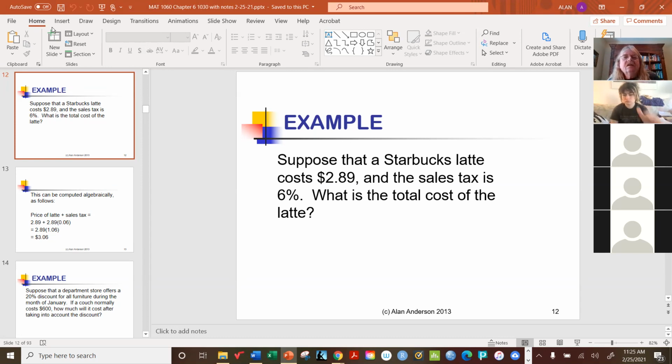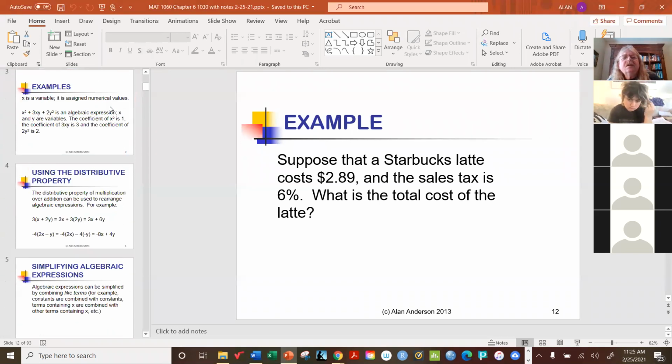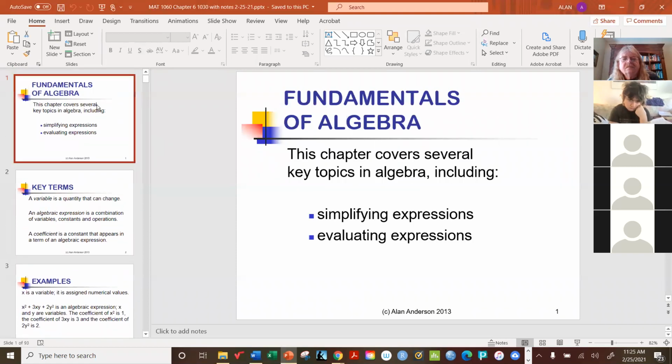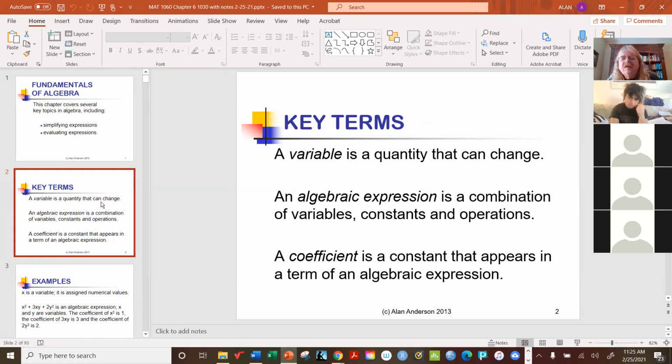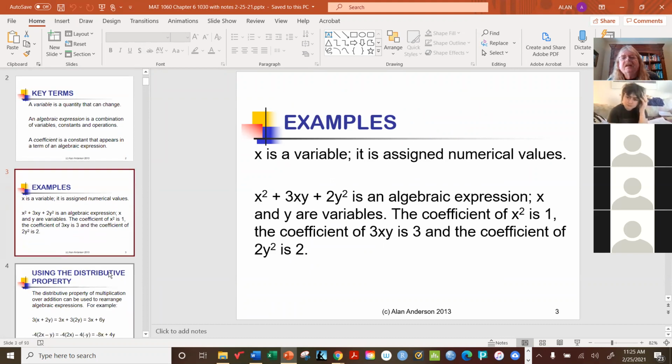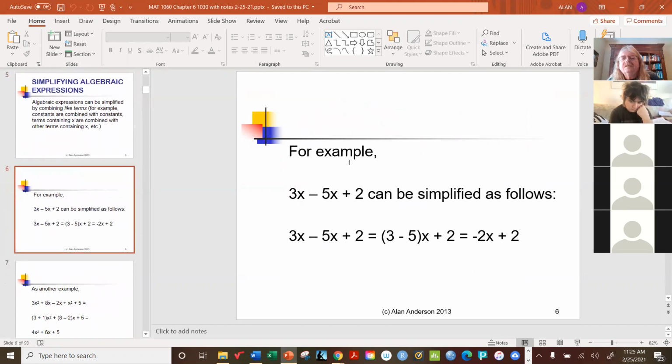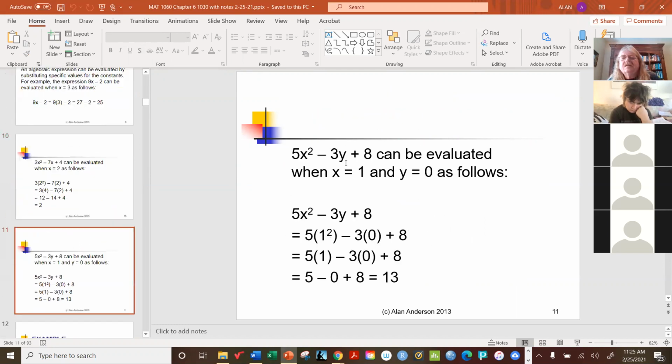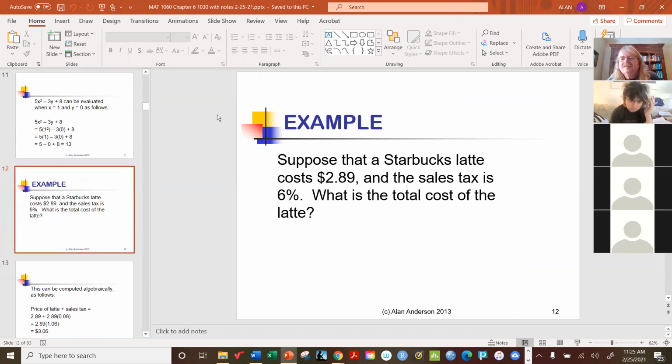Now, here in chapter 6, we just barely started. We were looking at simplifying and evaluating expressions, and then I think we stopped with this example, which is Starbucks. Now everybody knows and loves Starbucks. So let's assume you walked into the Starbucks and the lattes cost $2.89 and the sales tax where you live is 6%. What is the total cost of the latte?